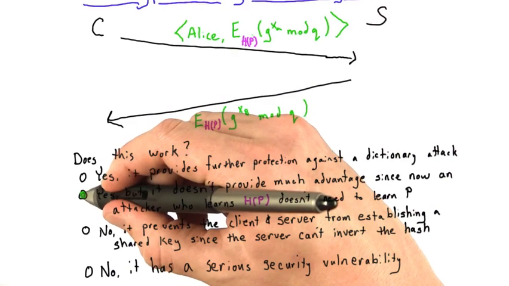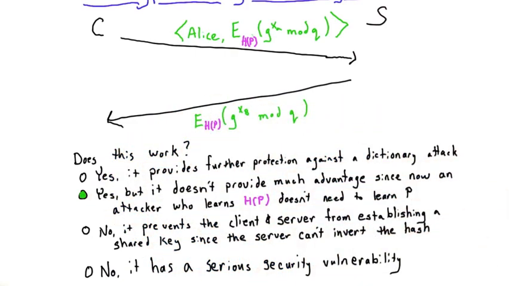The answer is yes, but it doesn't provide much advantage since now an attacker who learns the hash of P doesn't need to learn P. The first statement is not true. If there was some dictionary attack using the password, it would work just as well using the hash of the password. The third one is also not true. The server doesn't need to invert the hash and a shared key can be established just like before. And the fourth one is not true. If there was a serious security vulnerability in this protocol, it would exist in the original protocol as well.